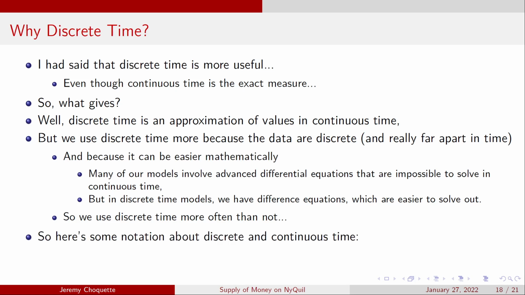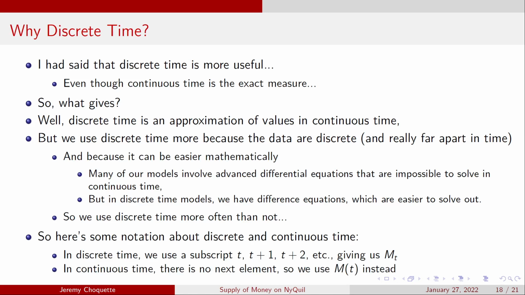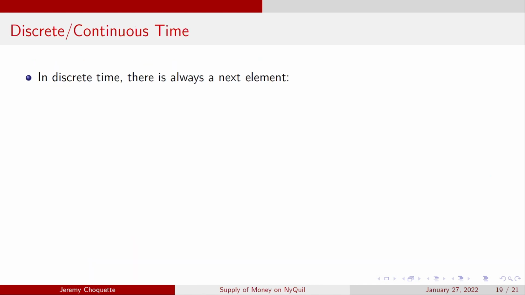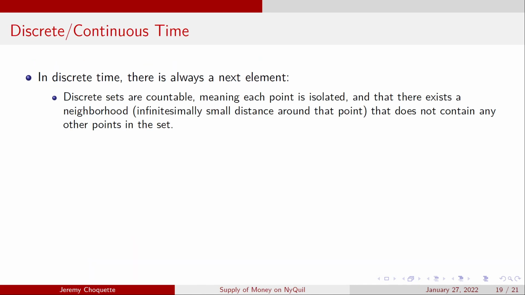So let's talk about a little notation about discrete and continuous time. In discrete time, we use a subscript of t, say t plus 1, t plus 2, etc., giving us, say, m with a little subscript t there. In continuous time, there is no next element, right? There's no t plus 1, t plus 2. So we use m of t instead because t is continuous. In discrete time, there's always a next element because a discrete set is countable, meaning each point is isolated and there exists some neighborhood, an infinitesimally small distance around that point, that doesn't contain any other points in the set.